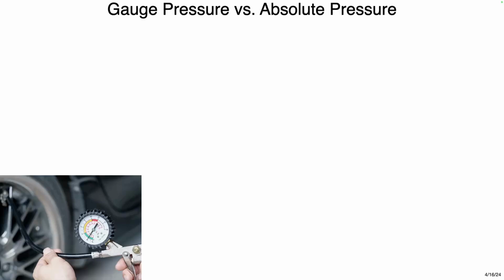Anyway, when they measure blood pressure, they usually give you two numbers. Anybody know what the normal versions are? The average or acceptable blood pressure? 120 over 80.